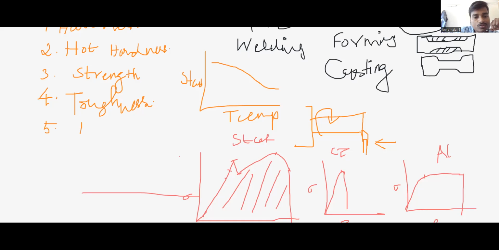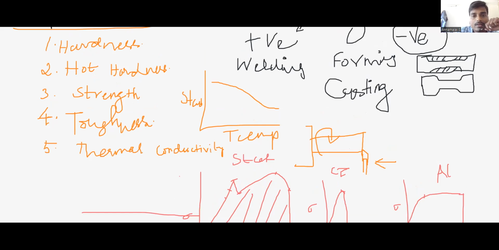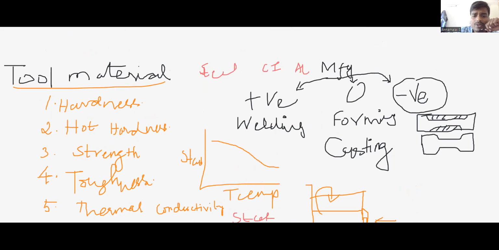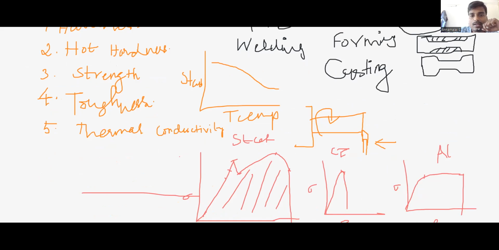So why should a tool material have a high thermal conductivity? Is there any relationship between thermal conductivity and the tool material? Yes, of course. The tool material must have high thermal conductivity. Why should a tool material have a high thermal conductivity?